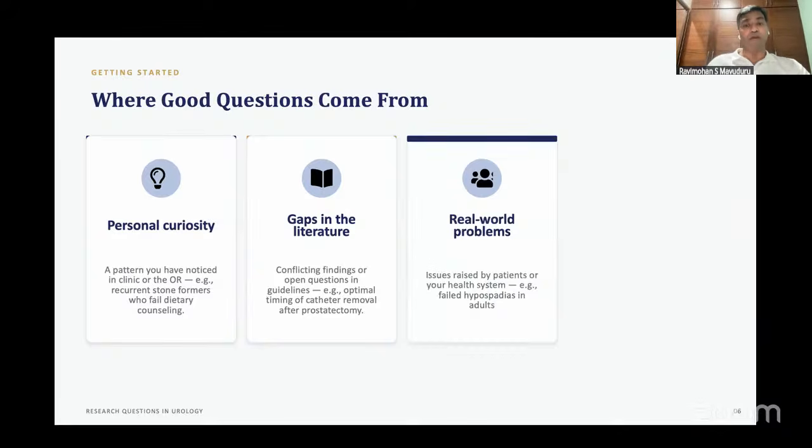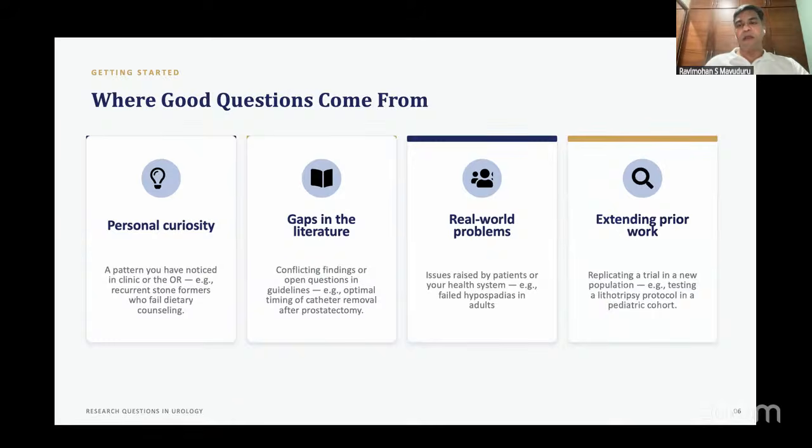It should be based on real world problems. For example, failed hypospadias in adults. Everyone has seen that hypospadias surgery fails, and it is not as predictable as when you do it in children. That's the real world problem. So what are the solutions to it? Once you start thinking along those lines, you start refining your surgical technique and deciding, okay, this is what I want to see in a particular surgery.